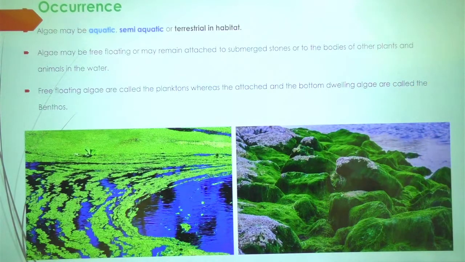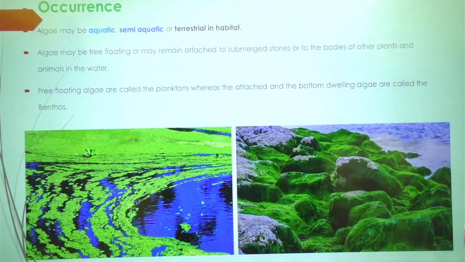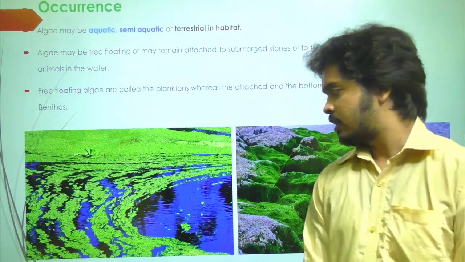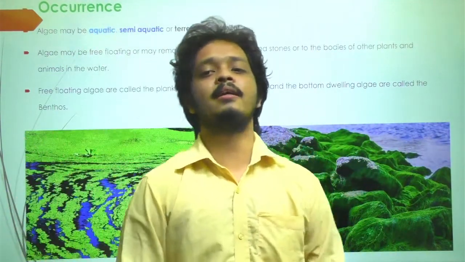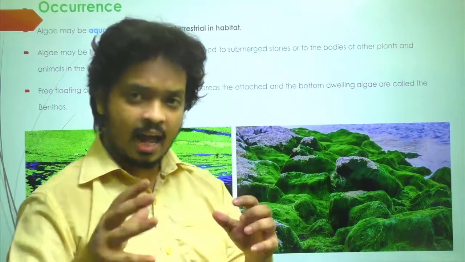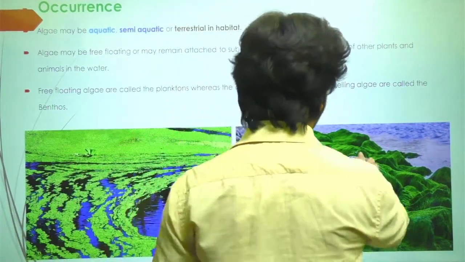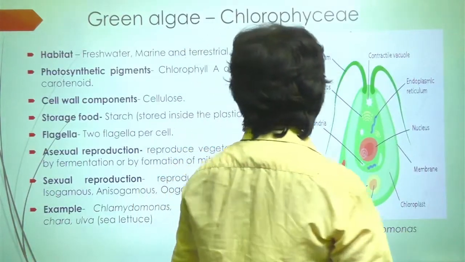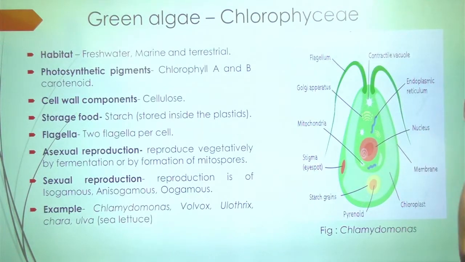Free-floating algae are called the planktons, whereas the attached and the bottom-dwelling algae are called the benthos. Anything which is free-flowing is called the planktons, and the algae that are attached to the bottom are called benthos. Now, first we are going to talk about green algae. Now this is going to be fun.